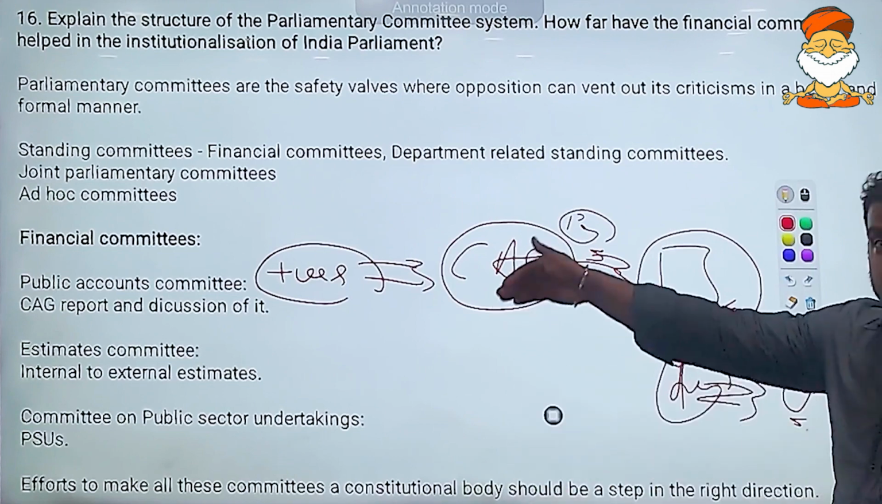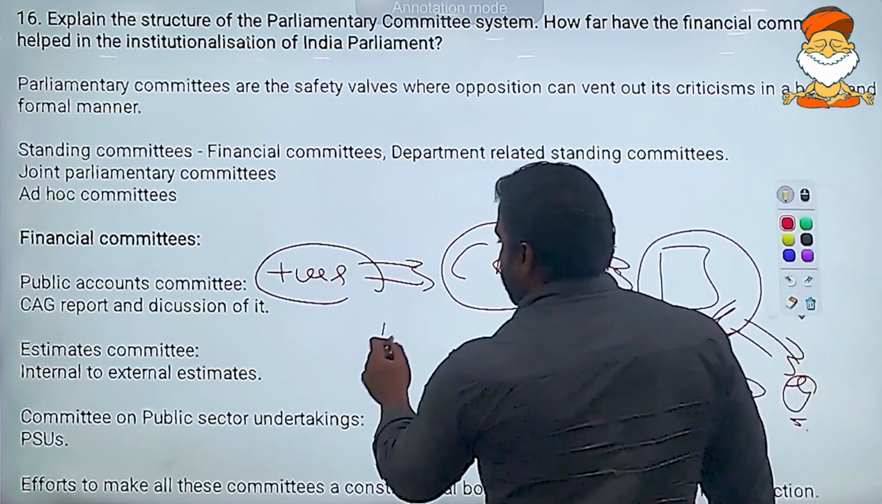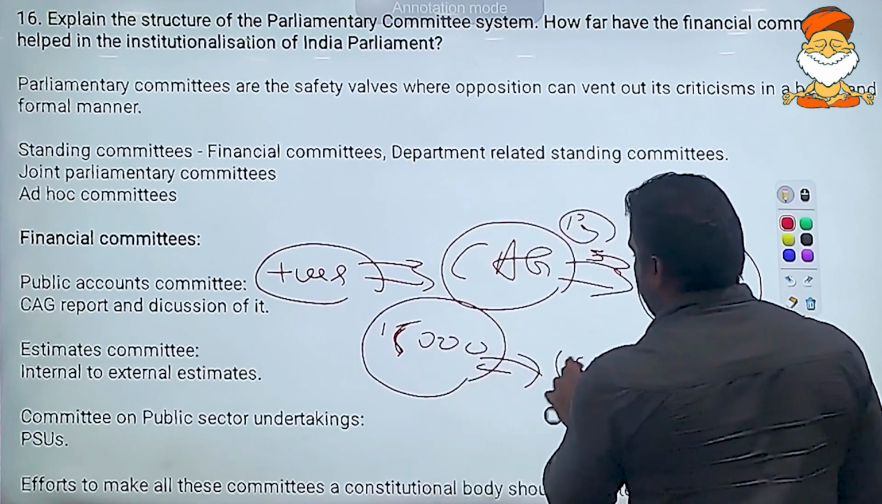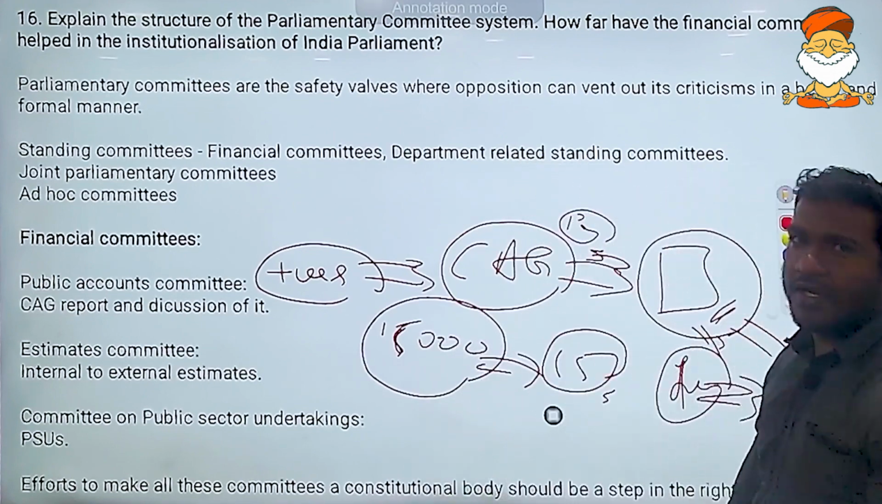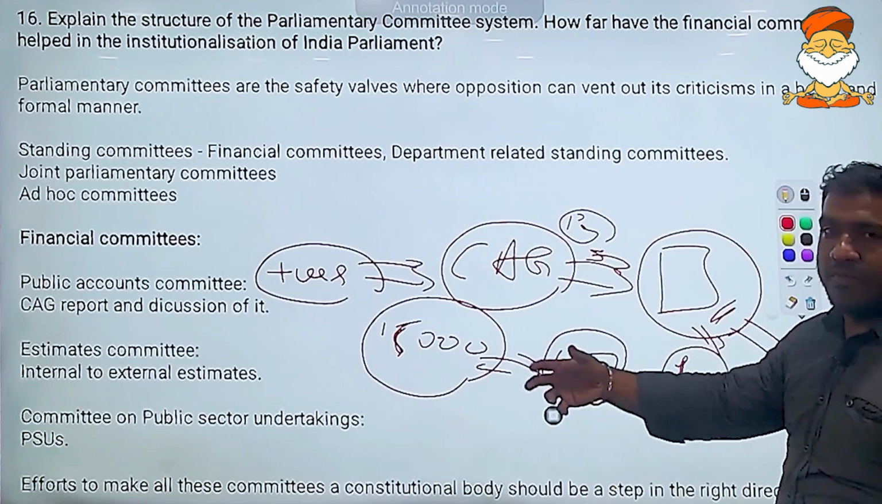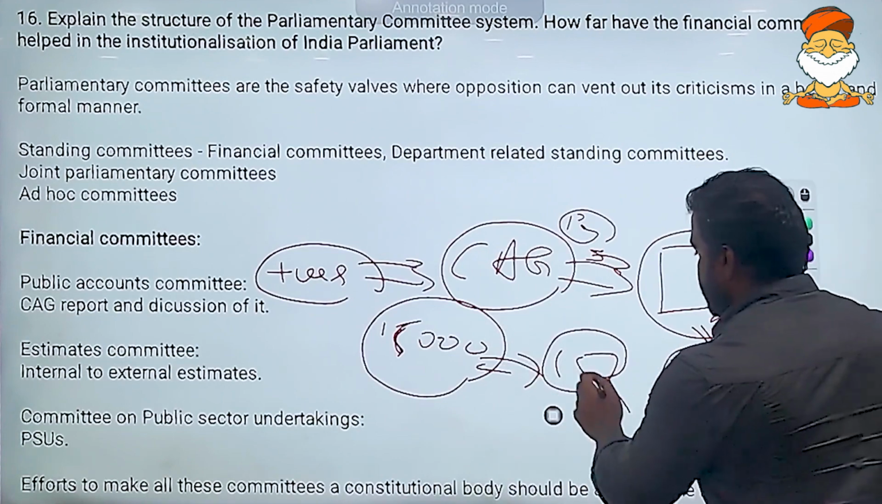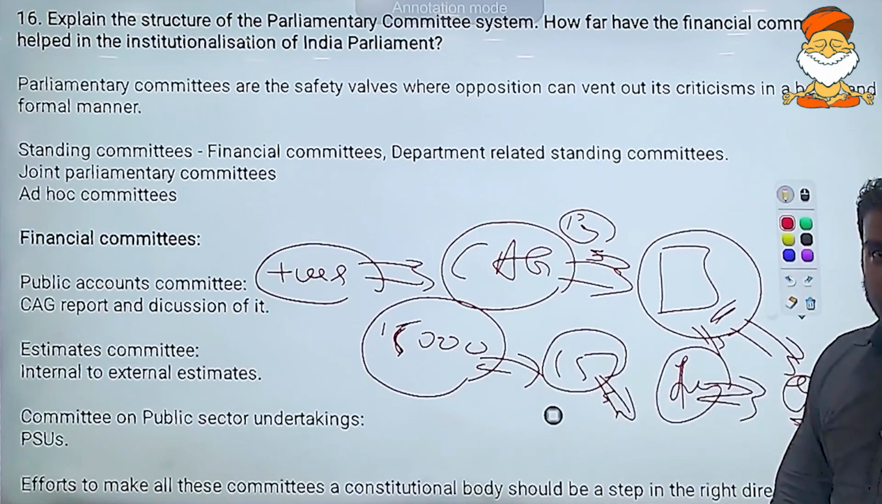At the same time, the negative: out of 15,000 paragraphs which the CAG gives in the CAG report, only 15 paragraphs will be read by the Public Accounts Committee. Lack of expertise will make sure that even if they read, they don't get to know every nuance mentioned in the report.